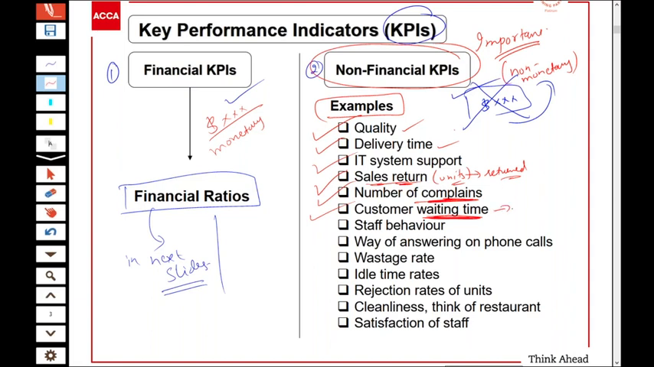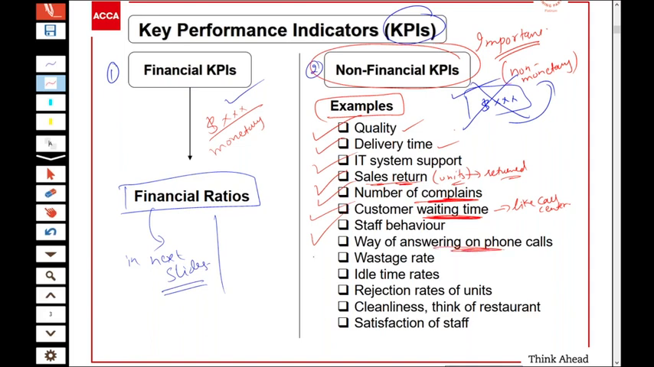Similarly, waiting time in a call center. Staff behavior is also a very important factor. For example, you are visiting a restaurant, and there are many things to be noticed, whether the performance is up to the mark or not. One of the important factors is the staff behavior, because the behavior counts, behavior by the staff towards the customers as well.